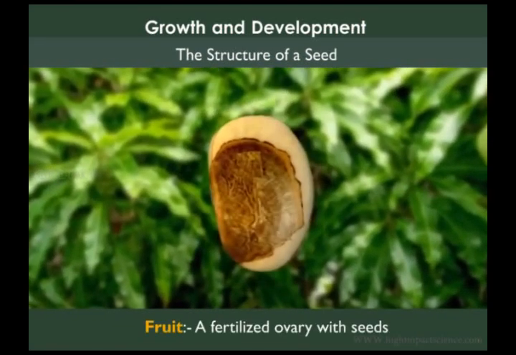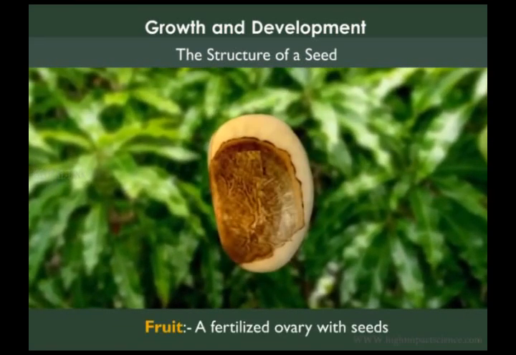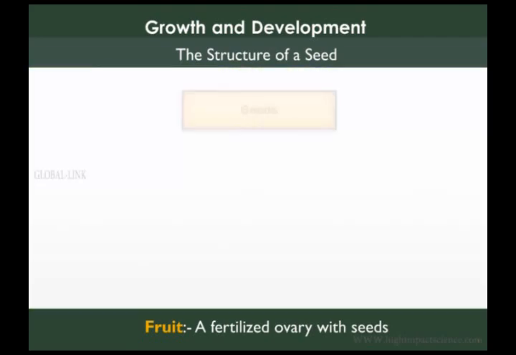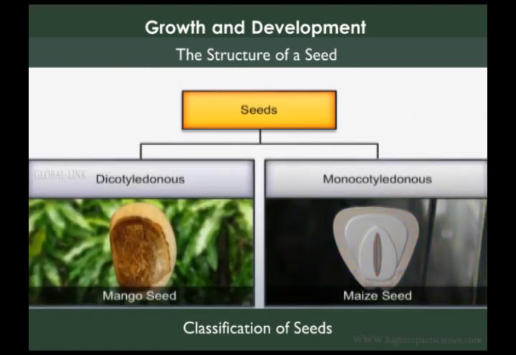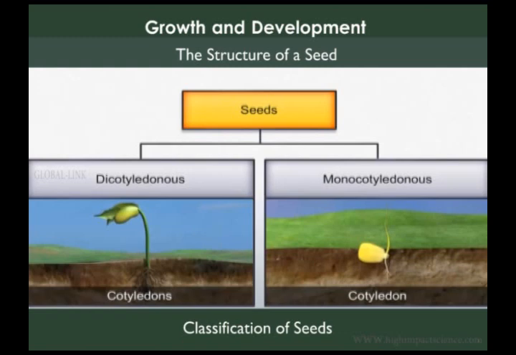Seed structure and germination. Previously, we said that in biology, a fruit is a fertilized ovary with seeds. Based on the number of cotyledons, seeds of flowering plants are classified as dicotyledonous and monocotyledonous. A seed with 2 cotyledons is called a dicotyledonous, and one with a single cotyledon is called a monocotyledonous seed.